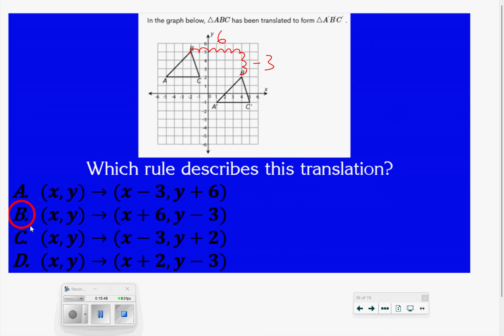All right, the answer here is B. We're adding 6. And I just happened to pick this point. You could put either point on here, but I added 6, came over to the right 6 because that's the X, right? X plus 6 goes to the right, and then I went down 3, negative 3. So that's B.